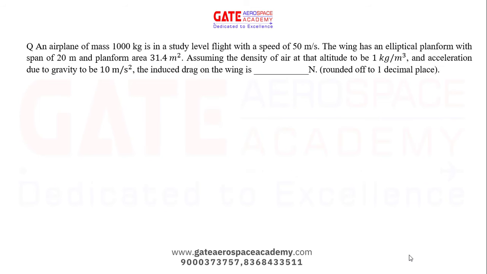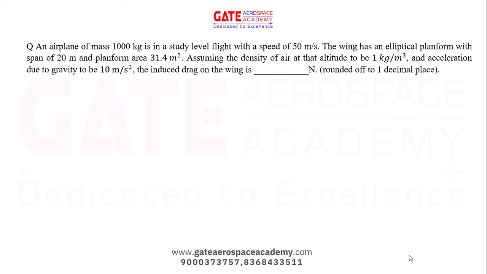Next question. An airplane of mass 1000 kg is in a steady level flight with a speed of 50 meter per second. The wing has an elliptical planform with span of 20 meter and planform area 31.4 meter square. Assuming the density of air at that altitude to be 1 kg per meter cube and acceleration due to gravity to be 10 meter per second square, the induced drag on the wing is.